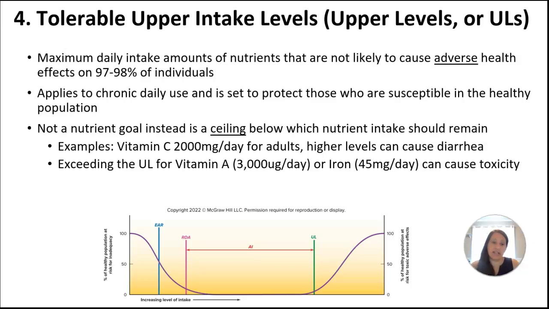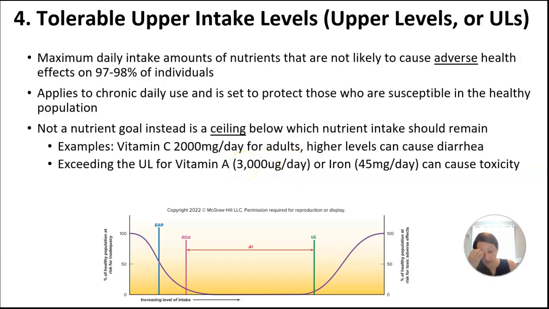On the flip side, exceeding the upper level for vitamin A, for example, which is set at 3,000 micrograms. Notice the difference in units. So for vitamin C, these are milligrams, and for vitamin A, this is micrograms. So notice the difference in units. That's going to be important when you look at Appendix J and you see all these different standards and the values for these different nutrients. Make sure you pay attention to units.